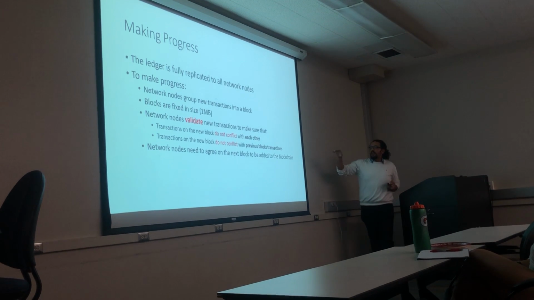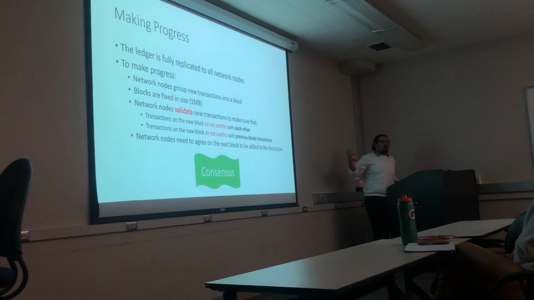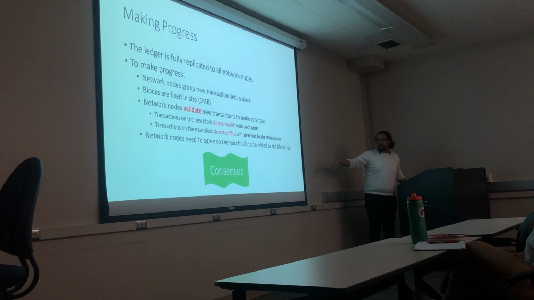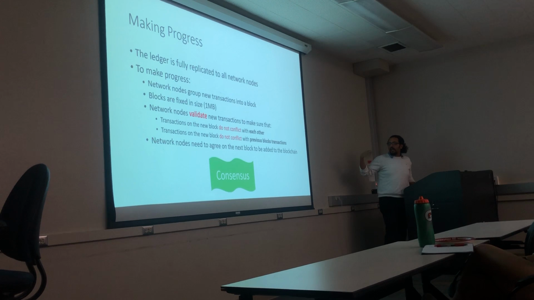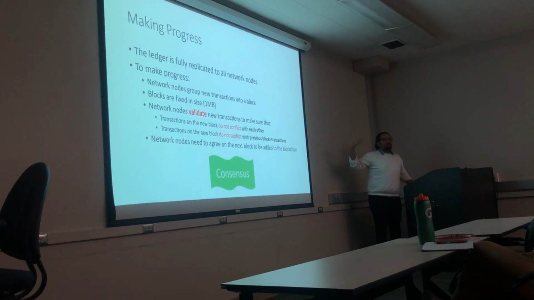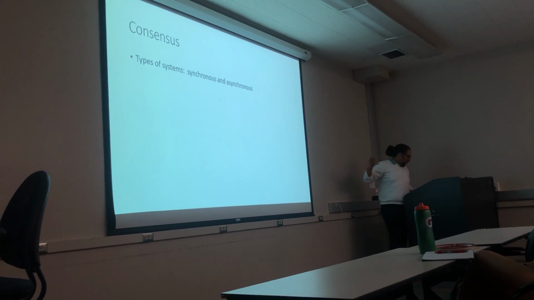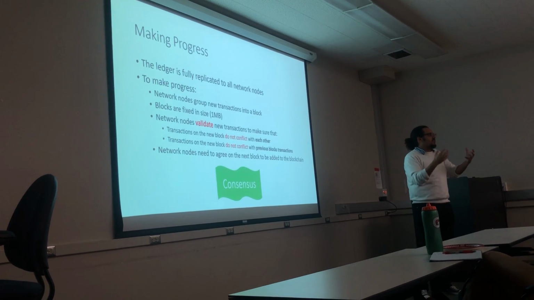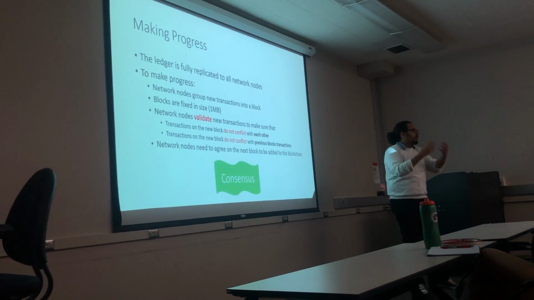And network nodes need to agree on the next block to be added to the blockchain, and that's how we make progress. So we call this problem consensus. And this problem has been studied so many times in the distributed systems context and database, and there are many solutions for the consensus problem. But what are the limitations for them? So the previous solutions, I don't want to go over all the details of the next couple of slides, but the idea of consensus is that the network nodes need to agree on the next block. How are we going to do that?